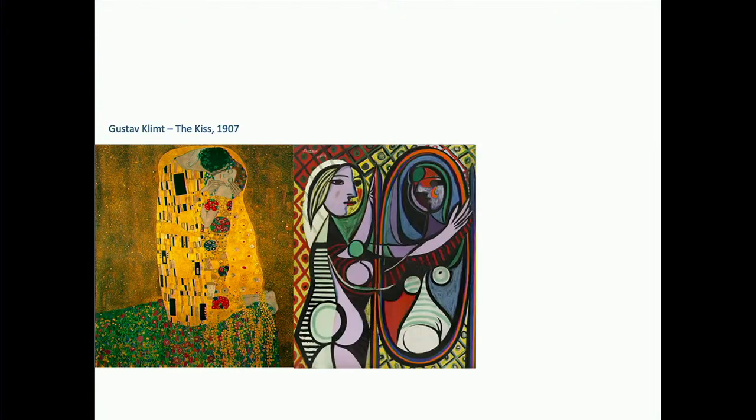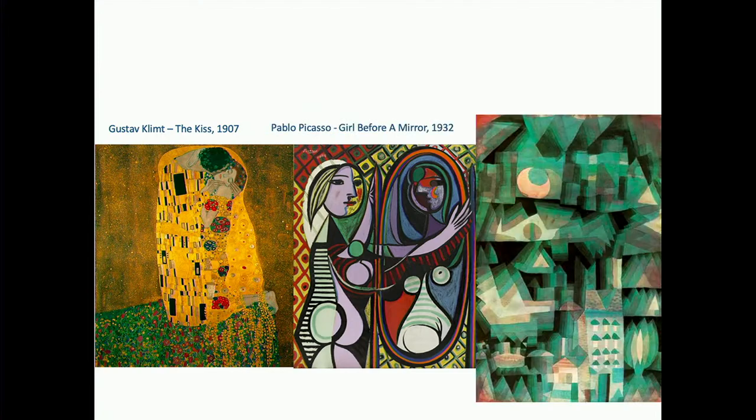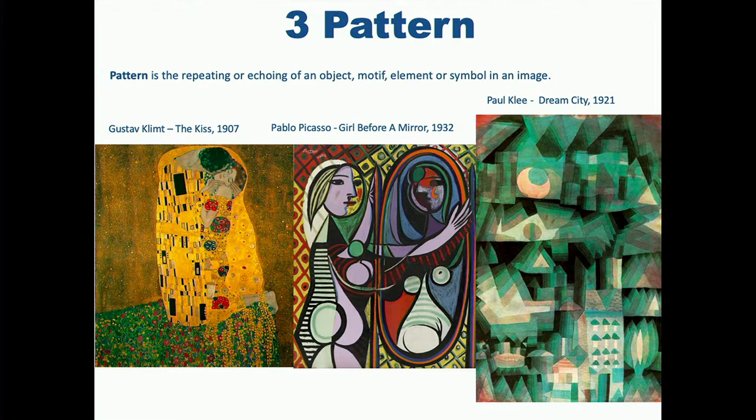Okay, the next one, and this is reasonably obvious if you look closely at the images that I've chosen, is pattern. And pattern is also the repeating of lines, shapes, forms or colours. And the repeated part is referred to as the motif.